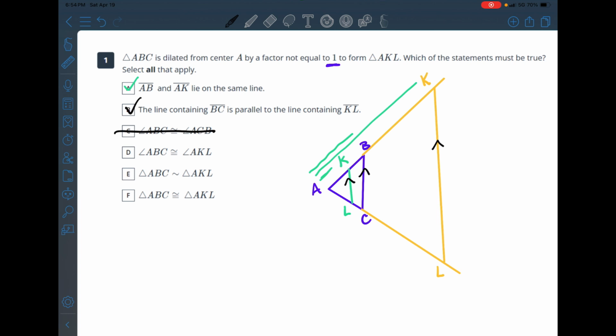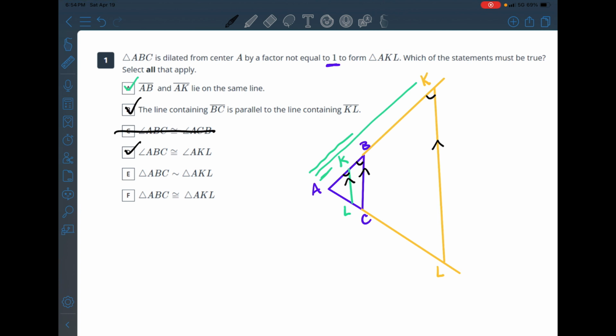Okay, so angle ABC is congruent to angle AKL, which is this one and this one, since they're corresponding angles, and this is a similarity thing, because when you dilate something, they're similar to each other. And if you remember, similar triangles have the same angles. The insides are the same, outsides are different. So that works. Those angles, K and B, are corresponding.